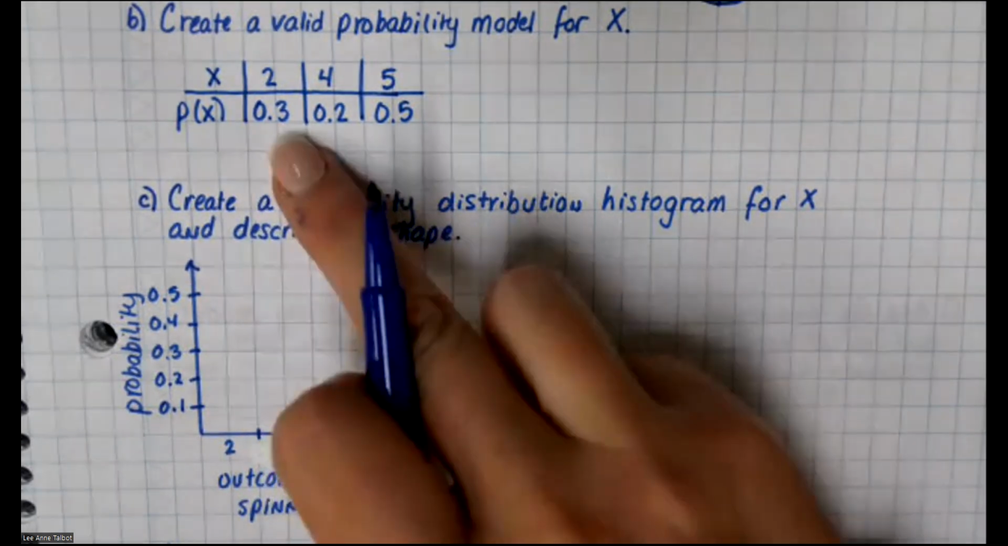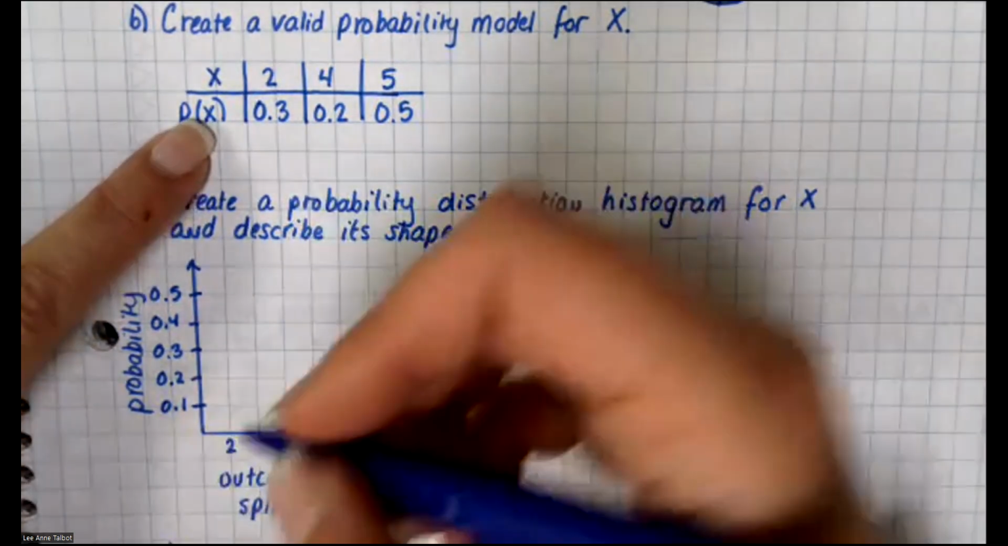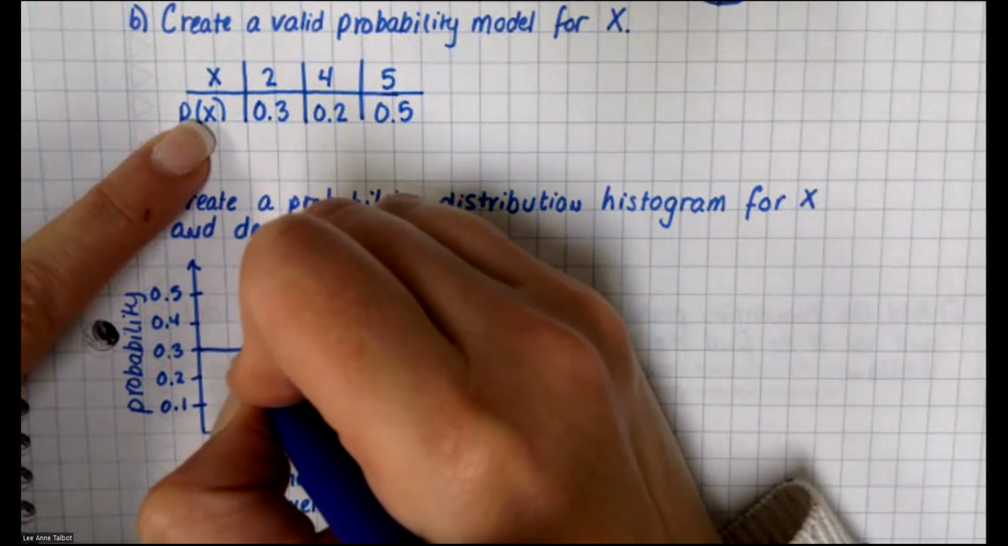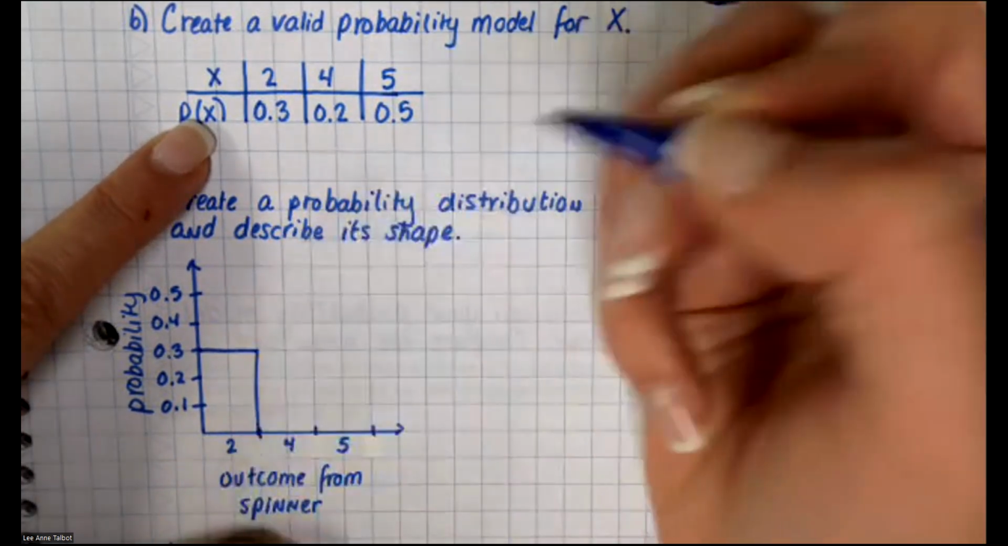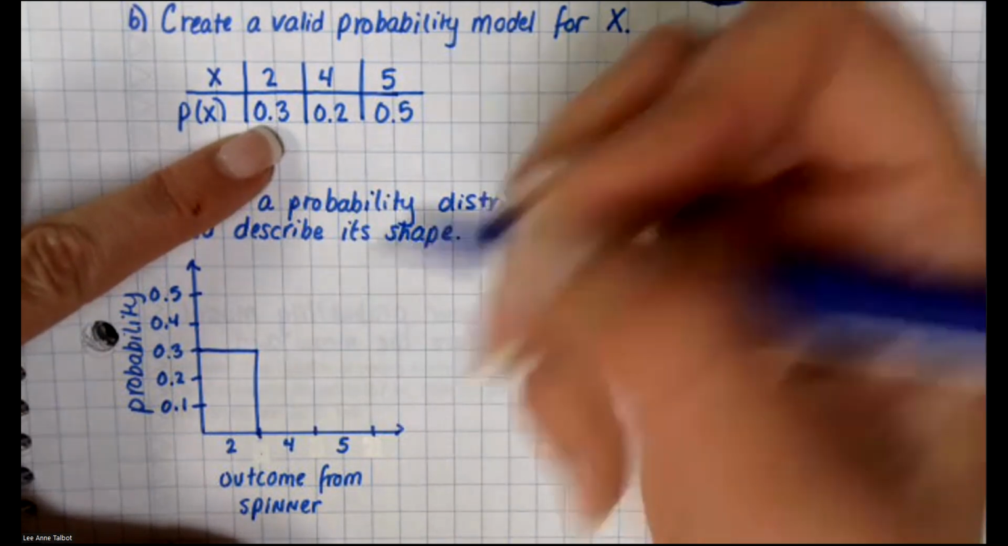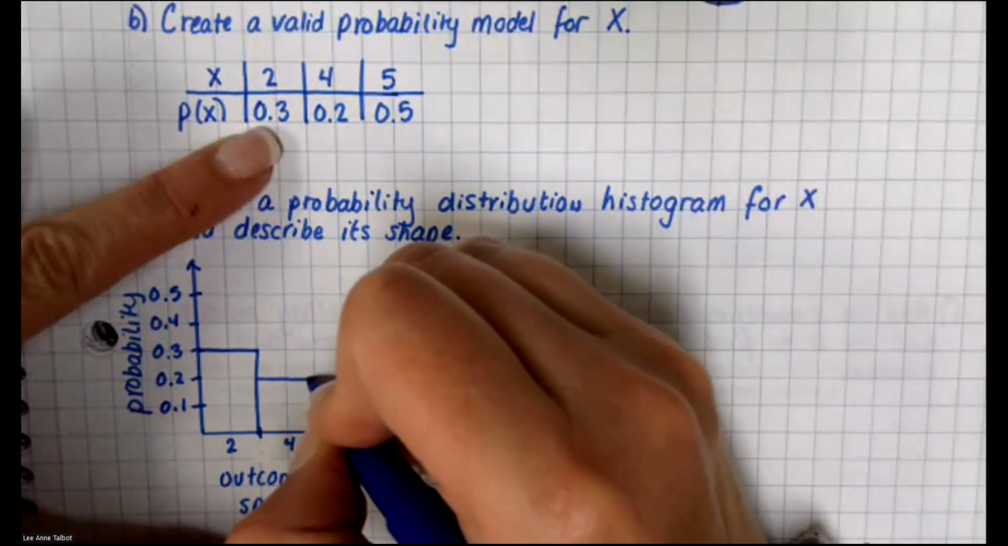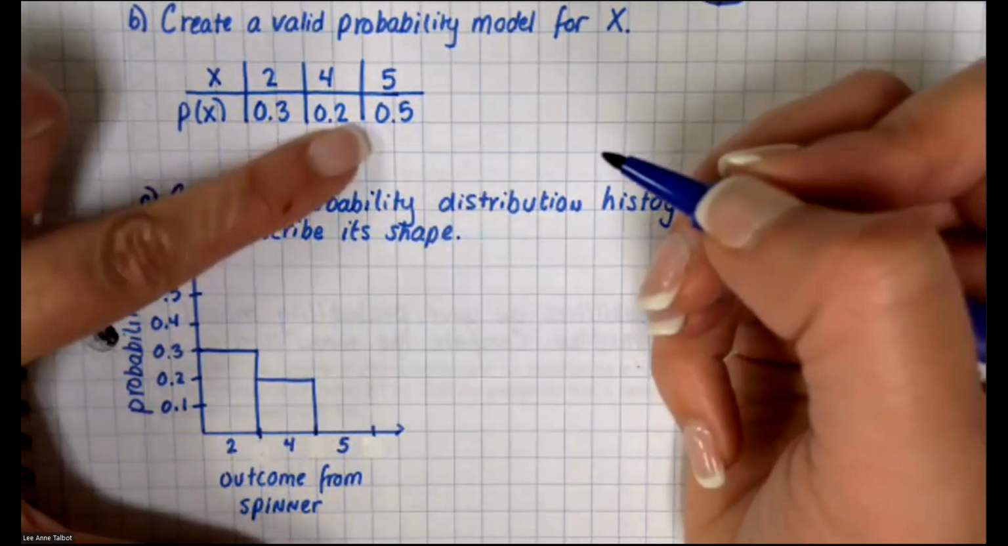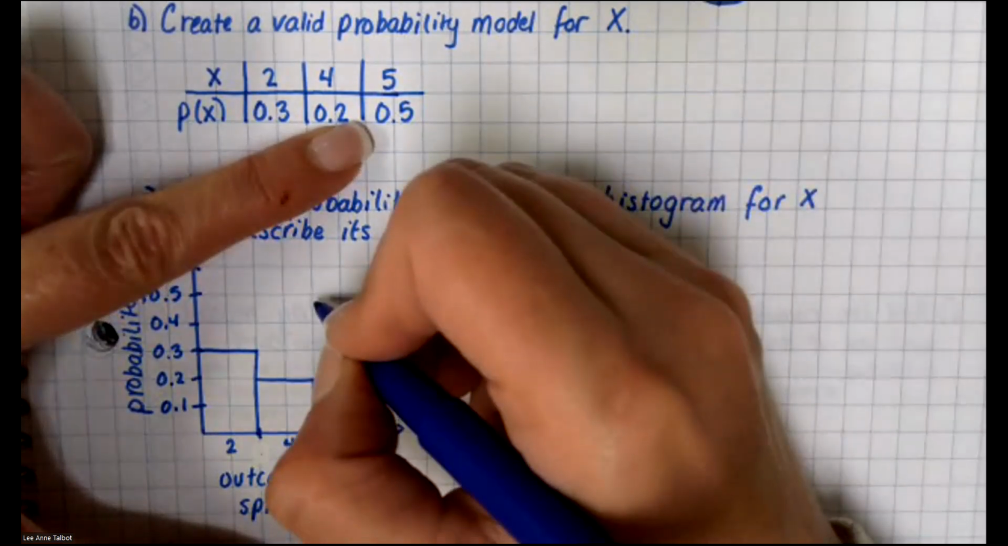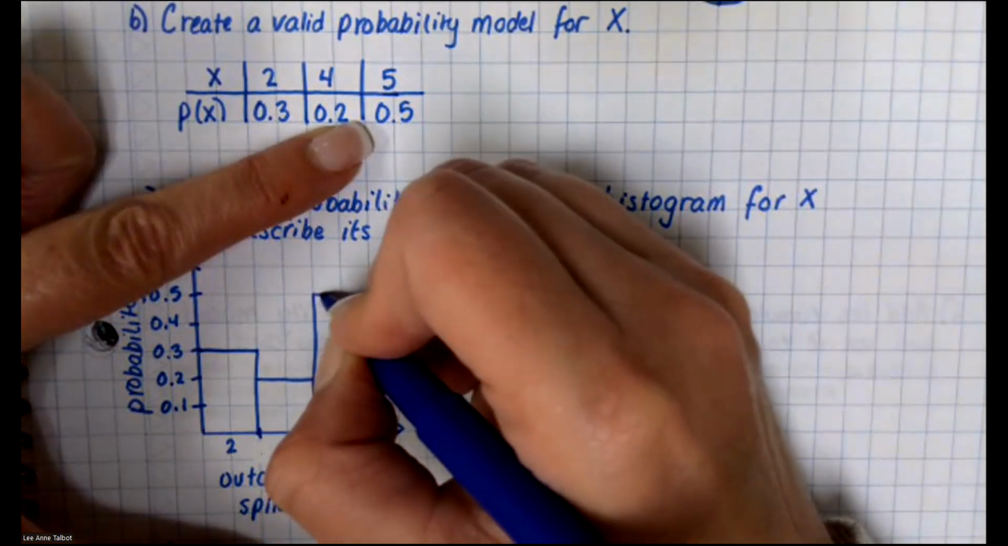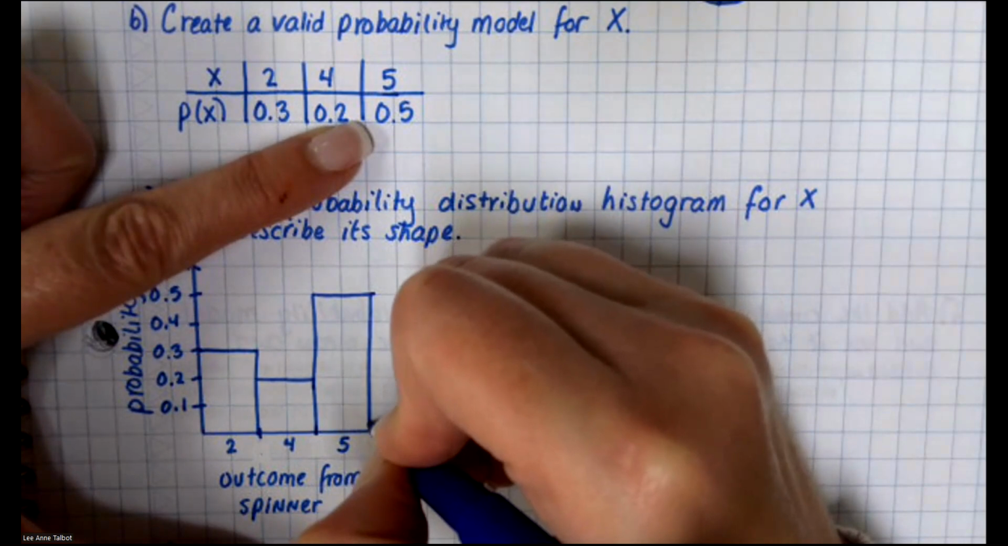Okay, I'm going to go straight off of my probability model. So probability of spinning a 2 is 0.3. Probability of spinning a 4 is 0.2. Probability of spinning a 5 is 0.5.